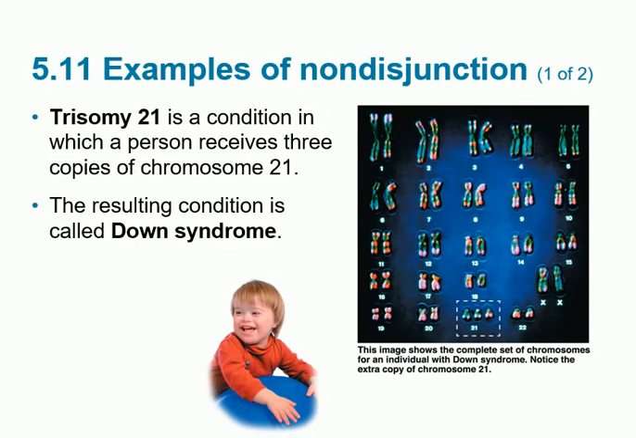And here is the most common that I talked about for non-disjunction, which is called trisomy 21. What does tri mean? 3. What 21? 21, what are we referring to? The pair number 21. Is that autosomal or the sex chromosome? Number 21, autosomal. Which one is the sex chromosome? Number 23. So number 21 is autosomal, right?